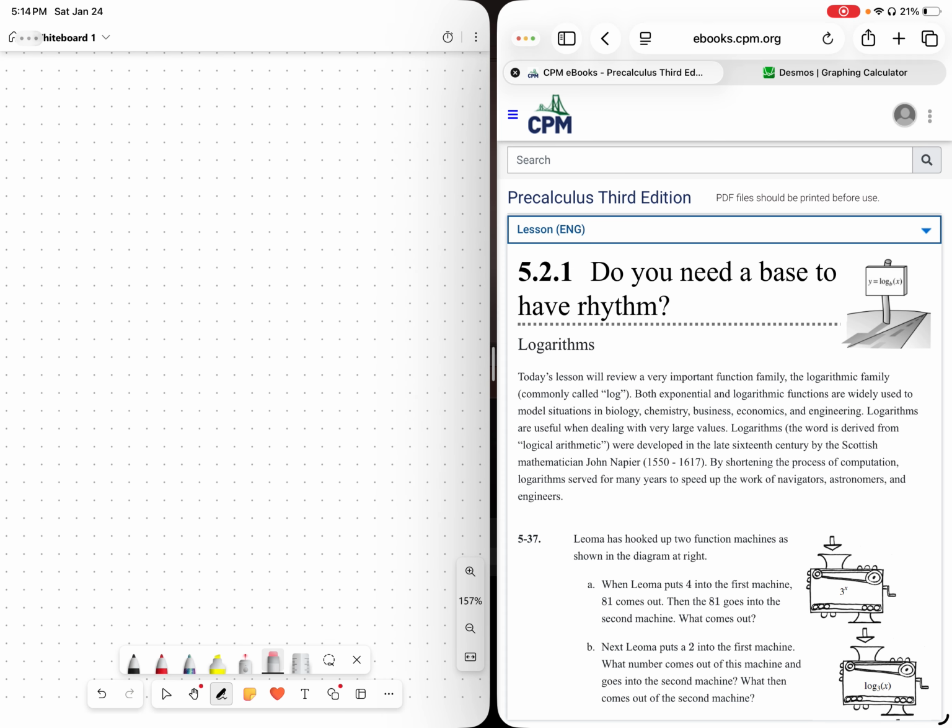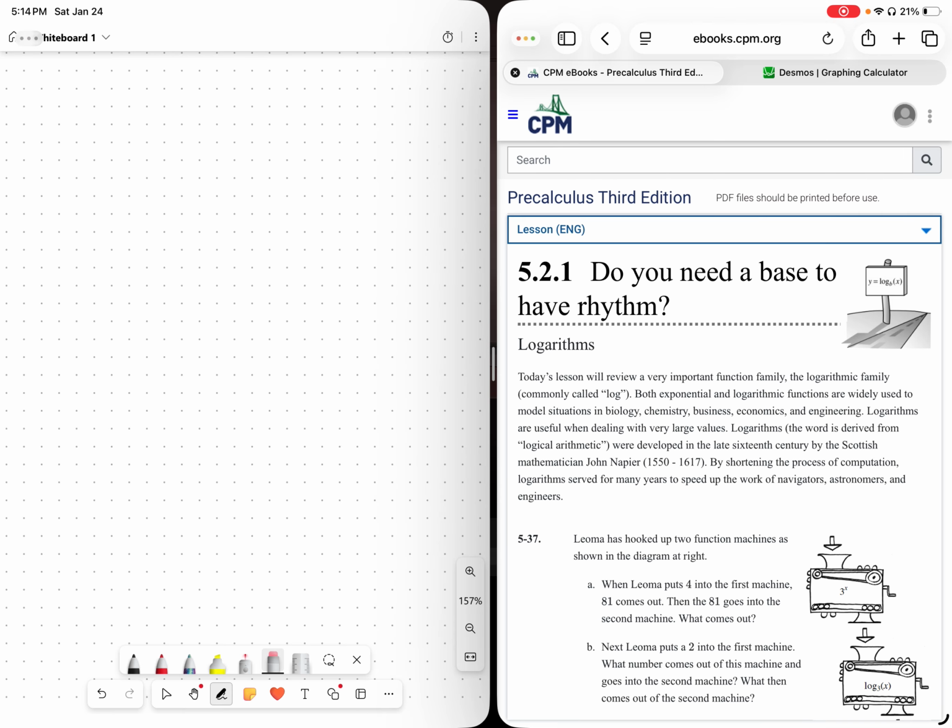They were derived from logical arithmetic and developed in the late 16th century by the Scottish mathematician John Napier, right? And so it just sped up work in the sense of how to do these things.